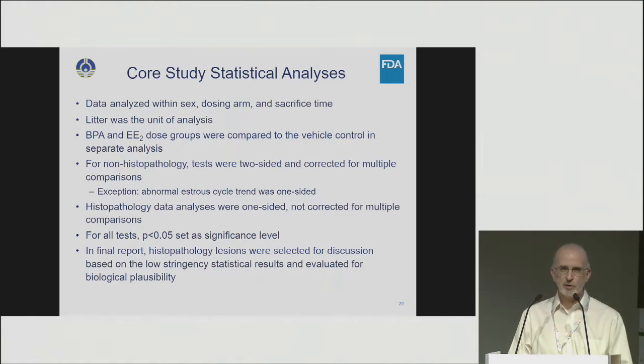Sometimes there's a different significance level of 0.01 for common tumors, and 0.05 is kept for rare tumors. In this case, we used 0.05 for all. So the final pathology report did not suggest that there were any treatment-related lesions. They said they were variable. These lesions were common lesions of aging in this rat, and they're variable across dose groups. So in the final report, we reported lesions driven by the statistical tests alone.